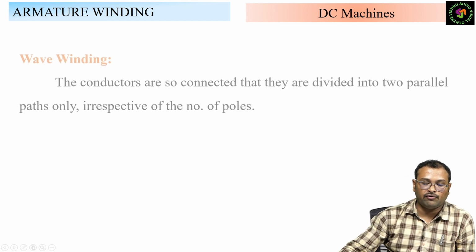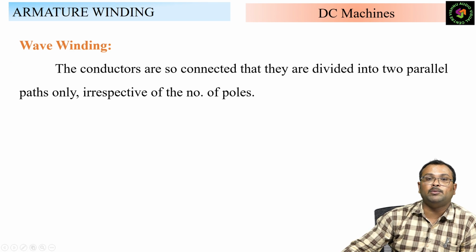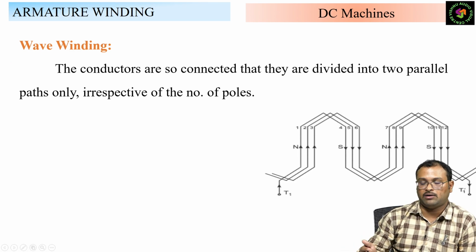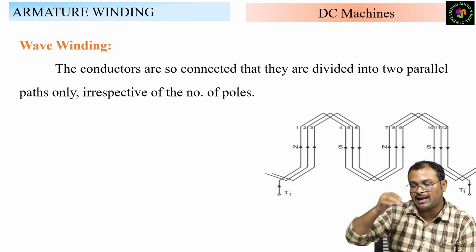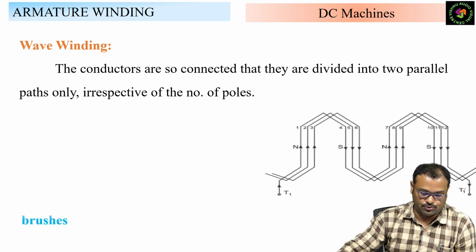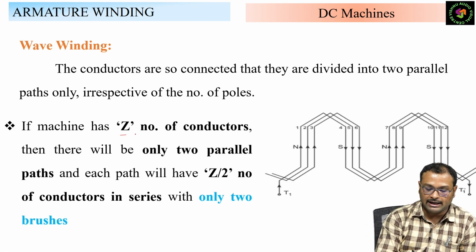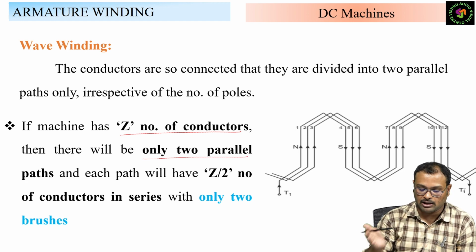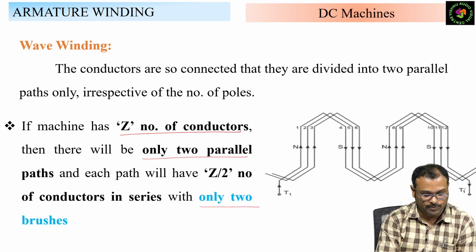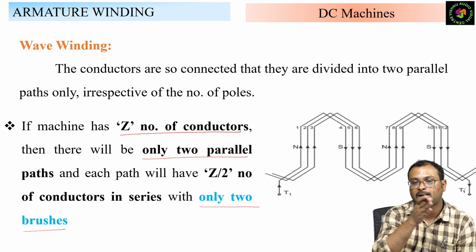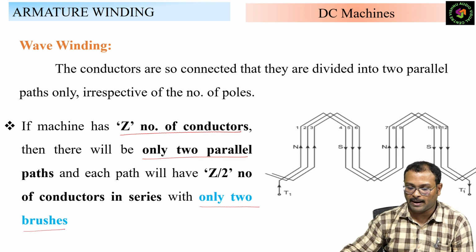Coming to the wave winding, it is a very simple winding. There will be only 2 parallel paths, like a wave progression it will go. So the parallel paths will always be 2. If Z conductors are there, only 2 parallel paths will be there, and as many parallel paths, that many brushes, so only 2 brushes, and the conductors will be divided into Z by 2. If suppose we have 300 conductors, 150 in series in one parallel path, 150 in series in another parallel path.